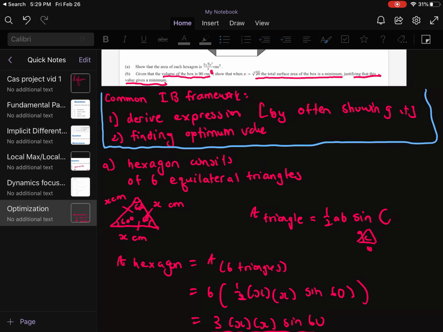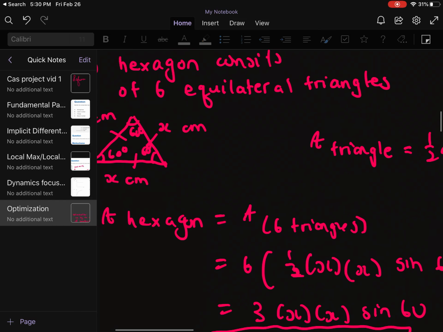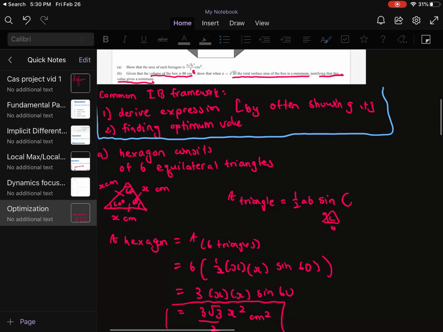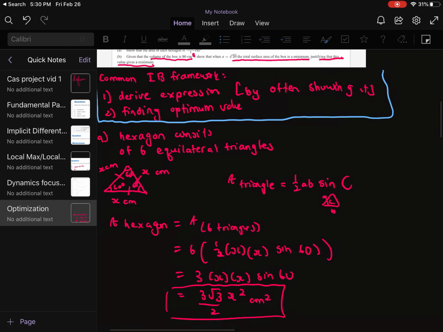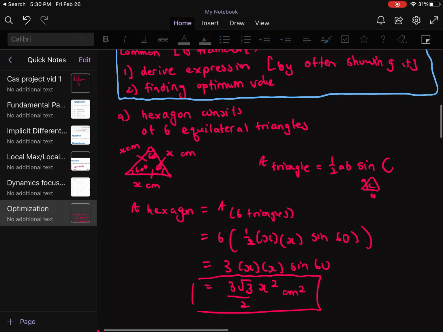A common trick is that as you're solving the question, you can see that you're noticing some of the parts are matching. Because notice here, sine 60, root 3 over 2, root 3 over 2, x squared, and then the 3 as well. So that definitely means that you're on the right track. And so you justify that the area of the hexagon is 3 root 3 over 2 x squared cm squared.